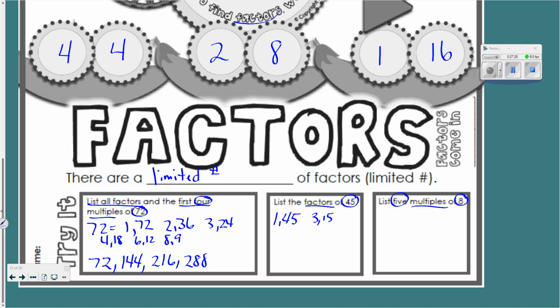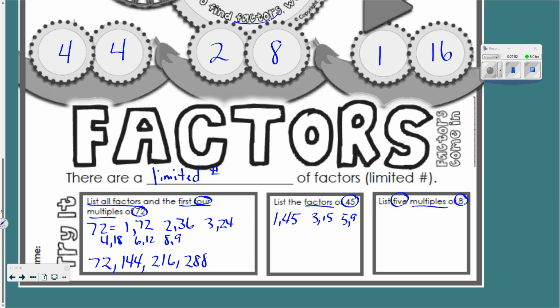Our first 5 multiples of 8. Again, we always start at the number. So 8, what's next? 16, 24, 32, 40. Now, getting the difference between factors and multiples. Good.